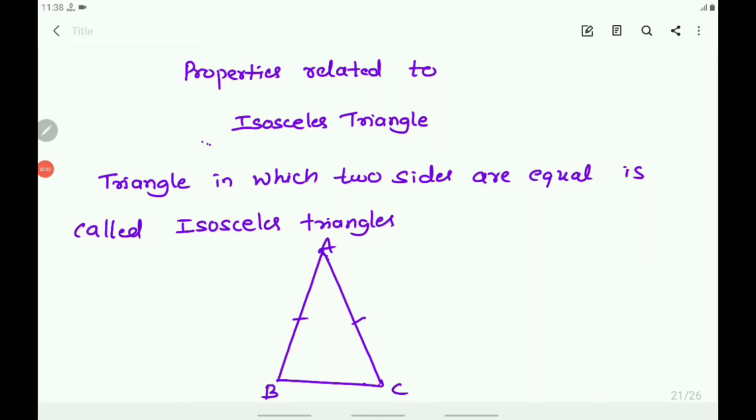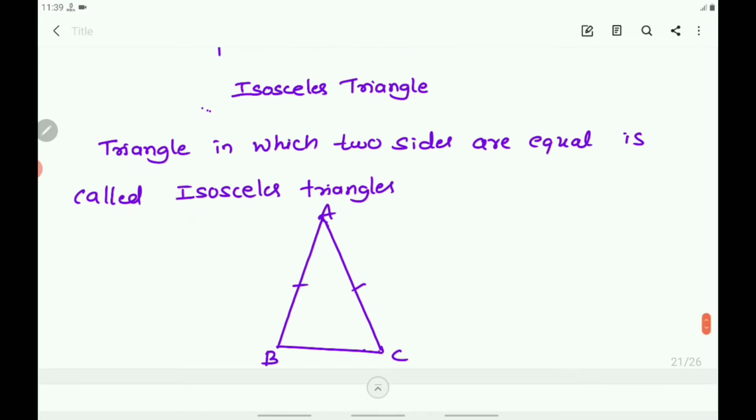Children, let us continue the chapter triangle. Now let us discuss the properties related to isosceles triangle. You know what is isosceles triangle? A triangle in which two sides are equal is called an isosceles triangle.